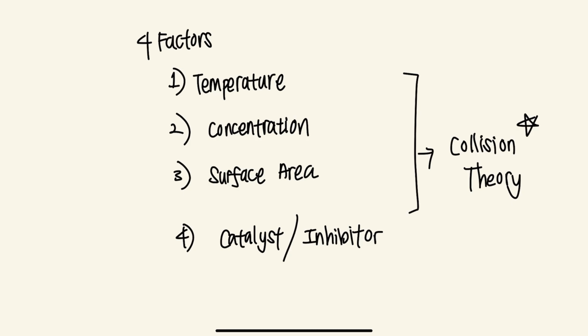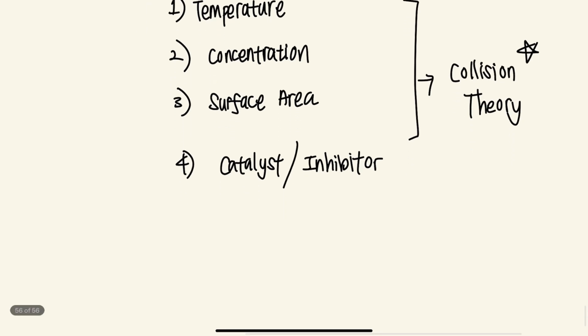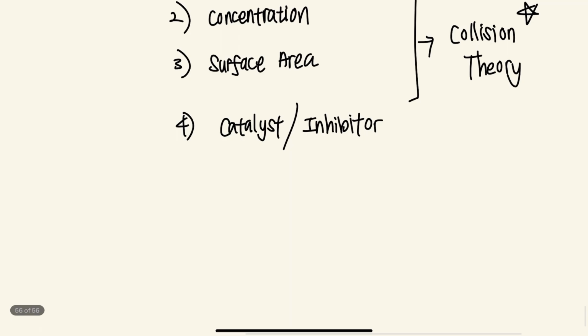Increasing surface area also increases the area of exposure. So if you increase the area of exposure, the chances of colliding with proper orientation increases, so the frequency of collision will increase. Catalysts and inhibitors are special ones because they directly affect the activation energy.